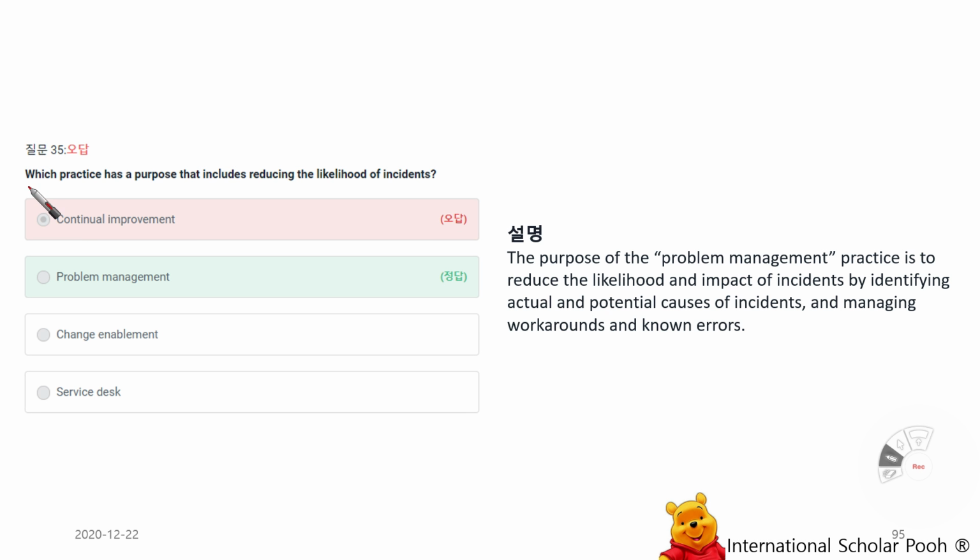Which practice is proposed that includes reducing the likelihood of incident? Problem management. The purpose of problem management practice is to reduce the likelihood and impact of incidents by identifying actual and potential causes of incidents and managing workarounds and known errors.